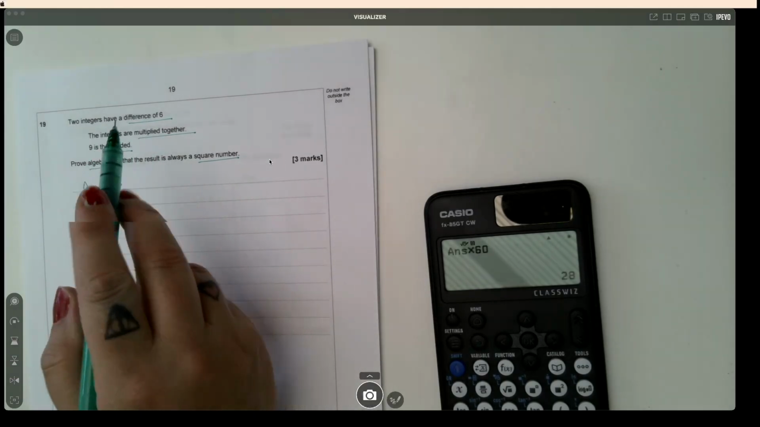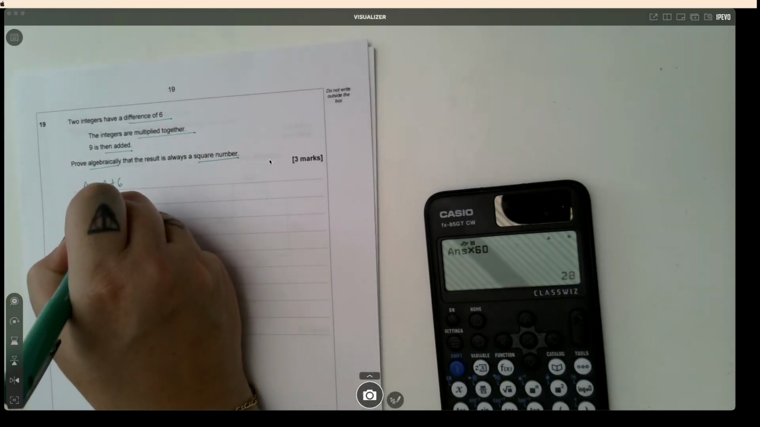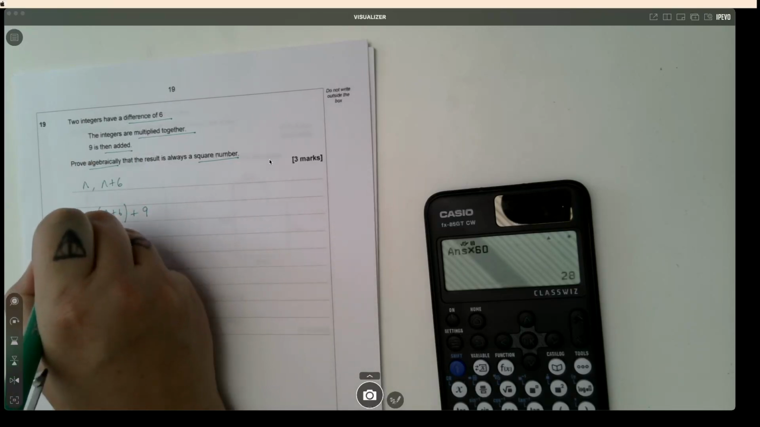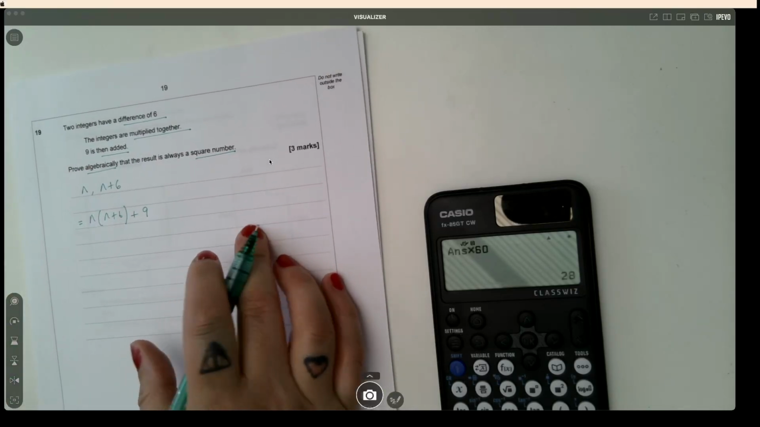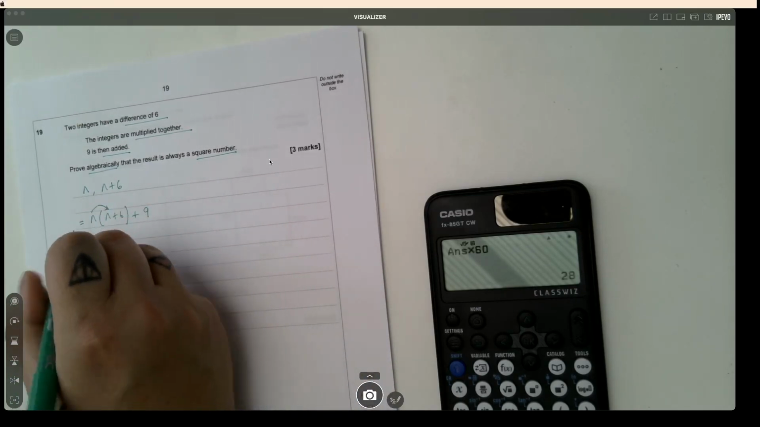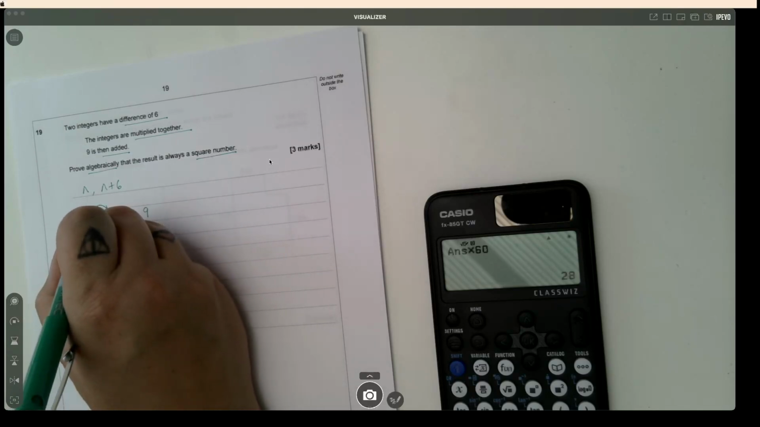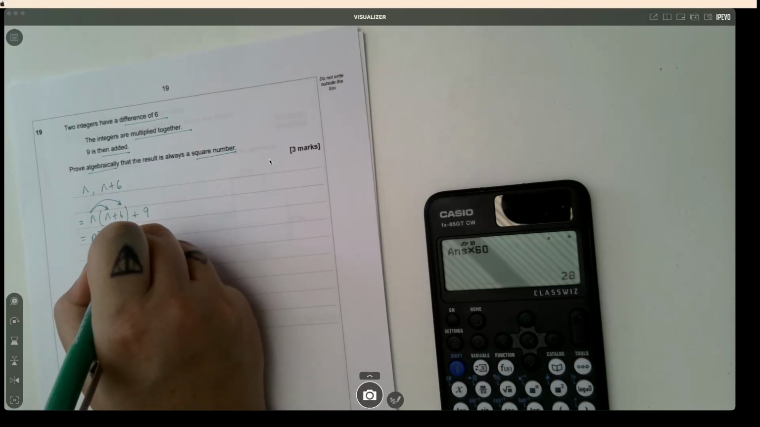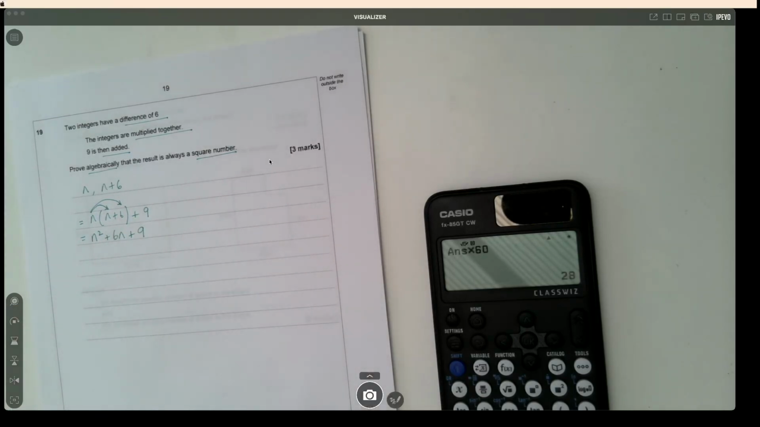So to start with, the integers are multiplied together. And then 9 is added. So I've set up an expression here that I can now expand and simplify. n multiplied by n is n squared. n multiplied by positive 6 is positive 6n, and I still have the plus 9 on the end.